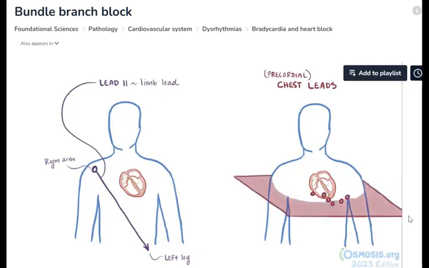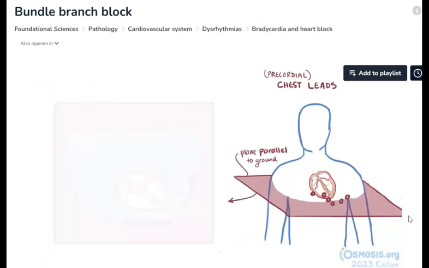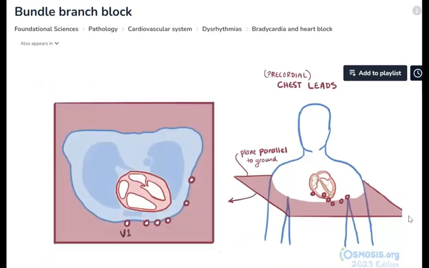Chest leads look at the heart's electrical activity when viewed from a slice parallel with the ground, so it's a bit different from the limb leads, which look at the heart in the frontal plane, which is perpendicular to the ground. For chest leads, they go from V1 coming straight out the front of the chest to V6 going out the left side of the chest.